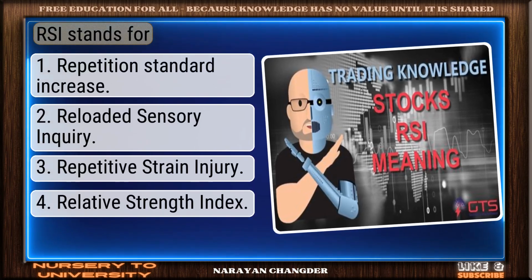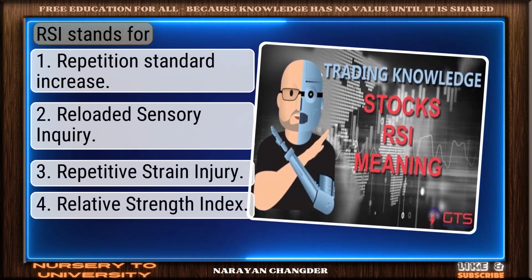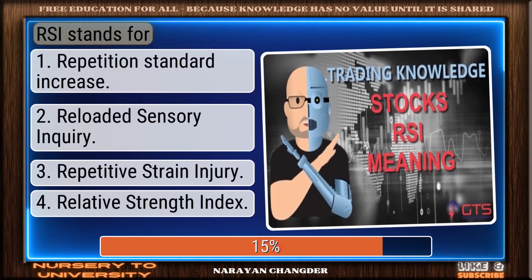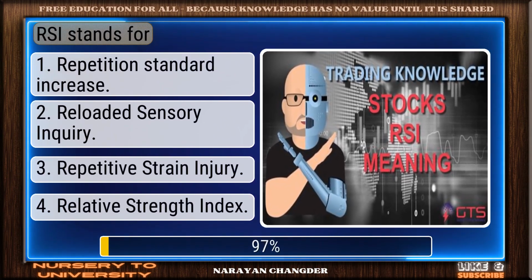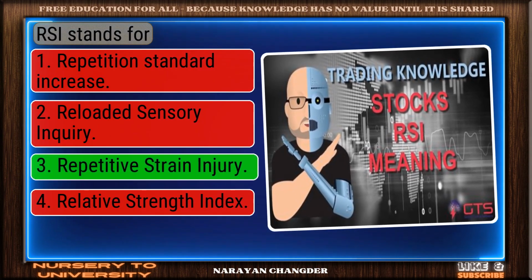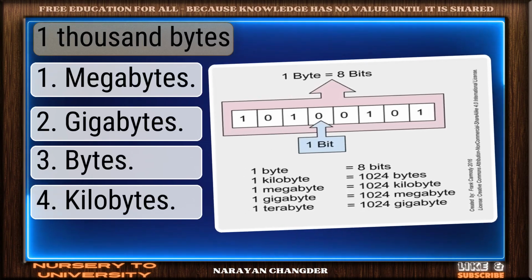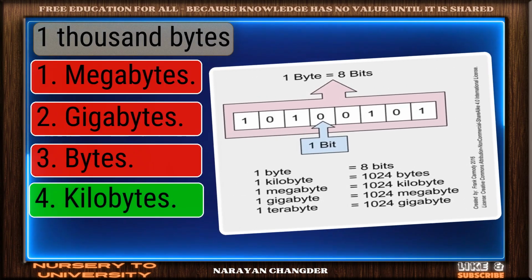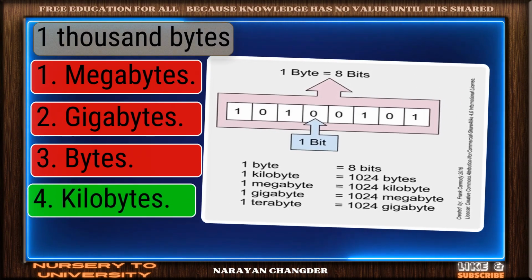Can you solve all these Class 1 Computer Chapter 1 Introduction to Computers questions? RACI stands for... Valid point. Repetitive strain injury is true. 1000 bytes. Right again. Kilobytes is valid.